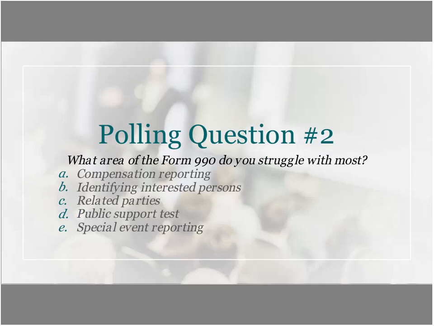Okay. And so I will just cover briefly polling question number 2. What area of the Form 990 do you struggle with the most? Compensation reporting, identifying interested persons, related parties, public support test, or special event reporting? And we'll give you a couple of minutes to report that. And then I think the next slide, Jana will be covering.